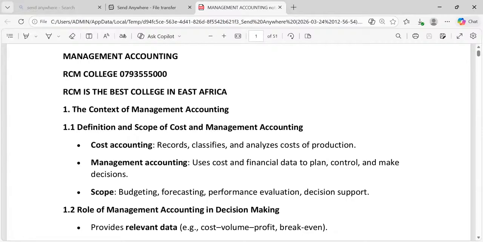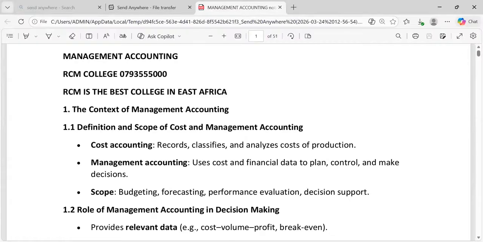So we are required here to prepare the following budgets. They want us to give them the sales budget, production budget, material usage budget, then number 4, material purchases budget, and then number 5, lastly, the labor budget, which shows hours and cost.